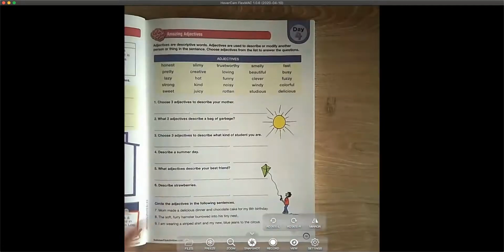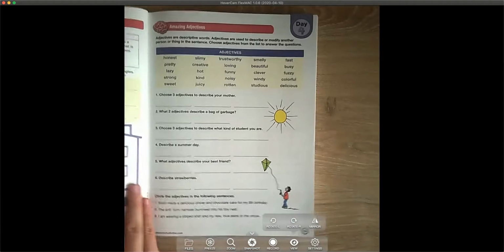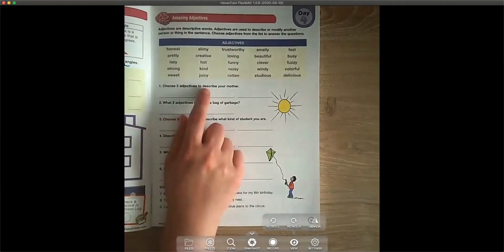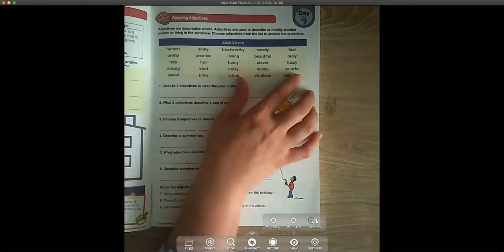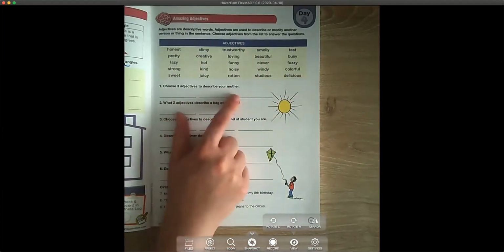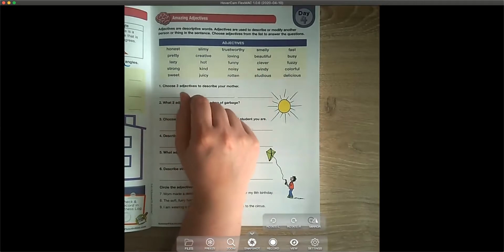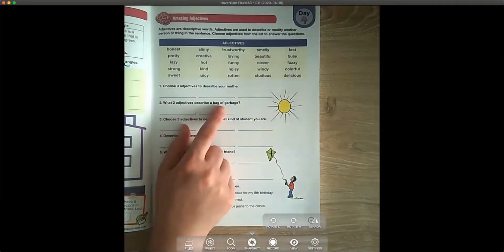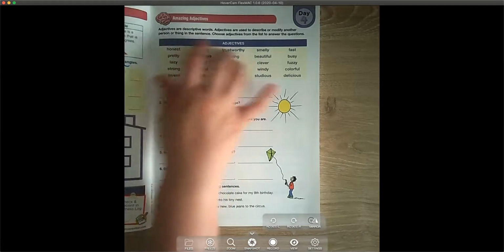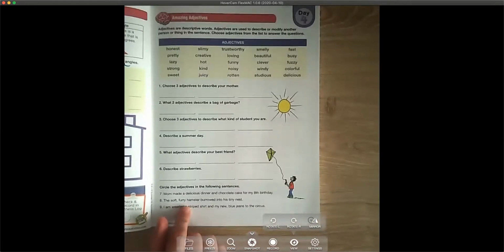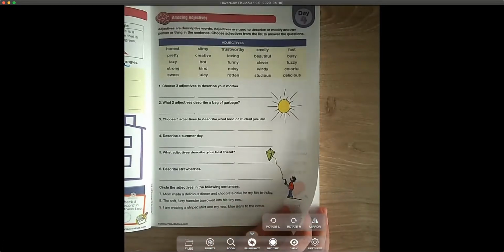On page 13, we're talking about adjectives. Adjectives are describing words, so they describe the noun. So what they would do is they give you a list of adjectives up here, and then it tells them what words would you use to describe their mom. So maybe they would use beautiful, loving, pretty, sweet. What would you use to describe garbage? They would pick up some words from up here to fill in. And then in the following sentences, they would circle the adjectives.